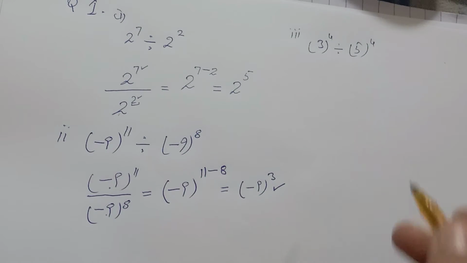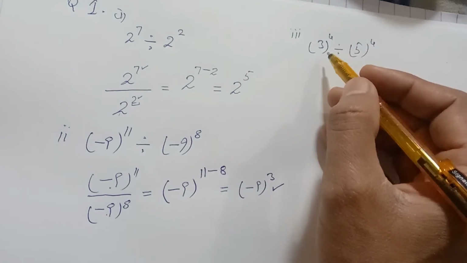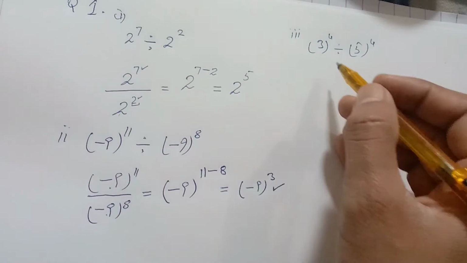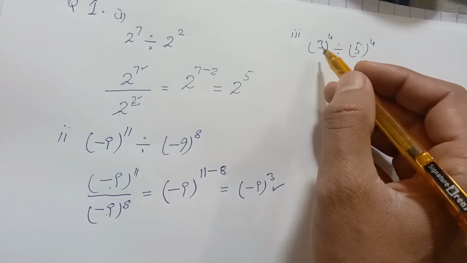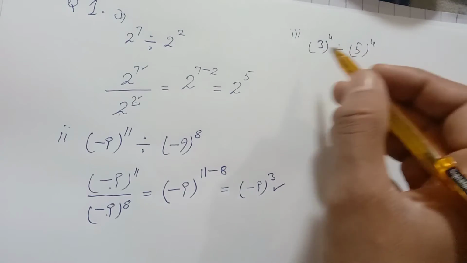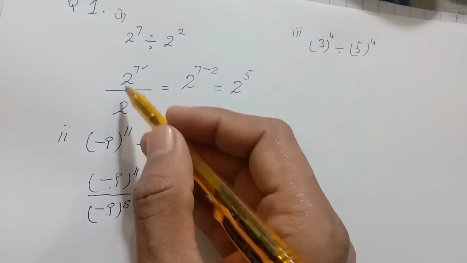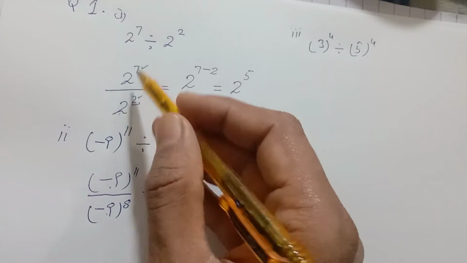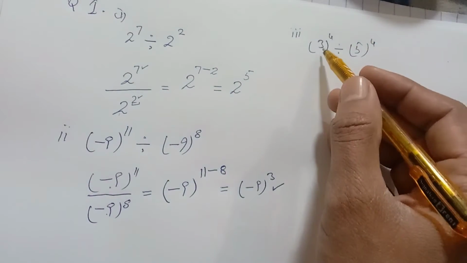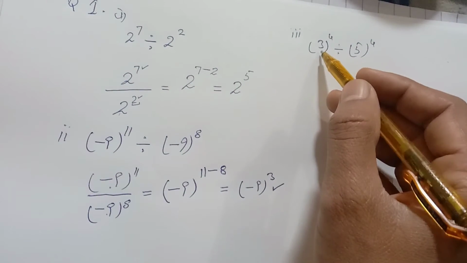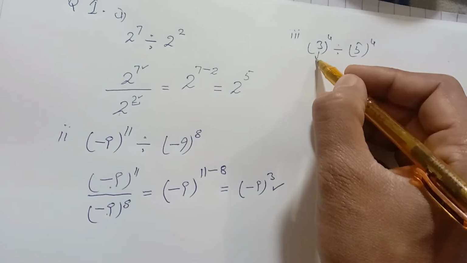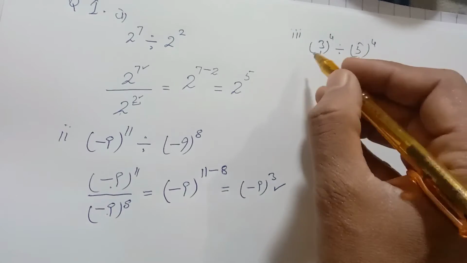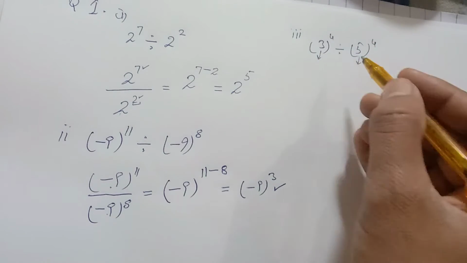Dear students, listen now and see the question. What is the difference between these two questions and this question? You know very well, when the bases are the same, we use the method of subtracting powers, and our exponents add or subtract. But here the base is different. Now 3 is a base and 5 is a base. The base is different in this question.